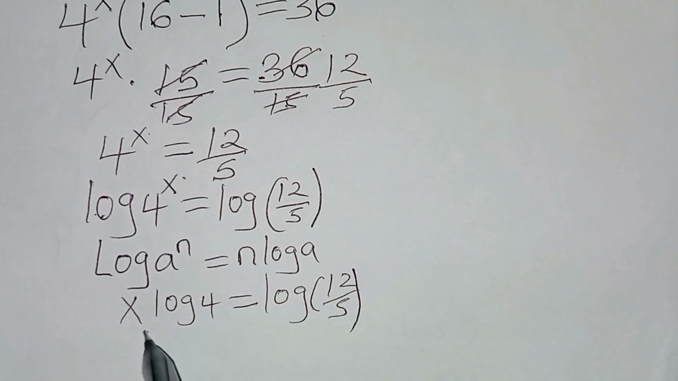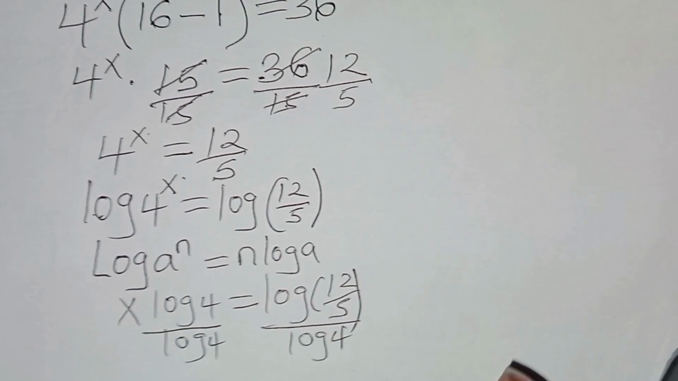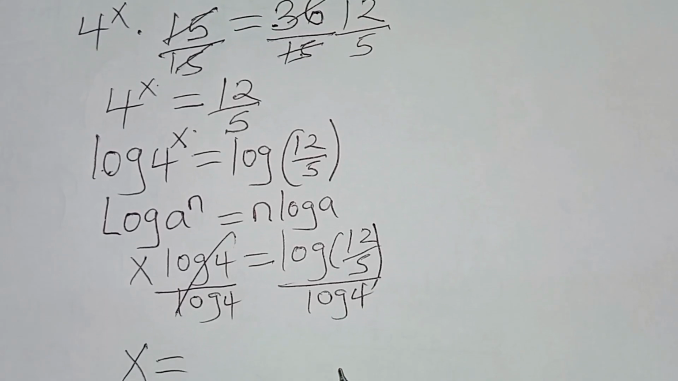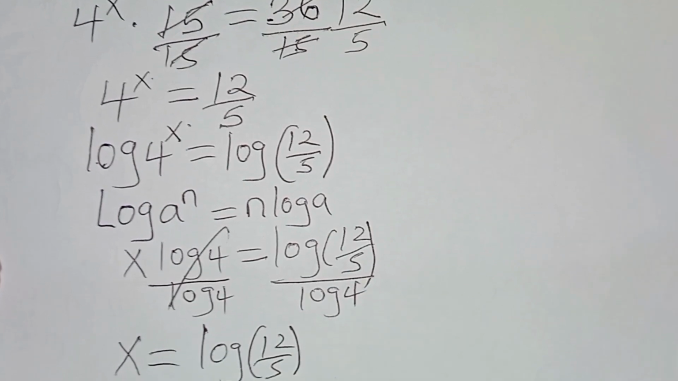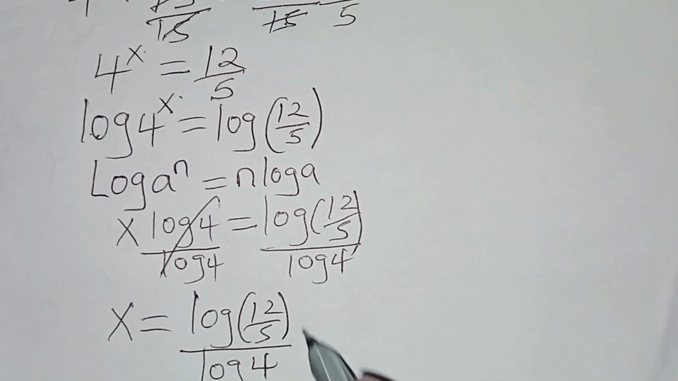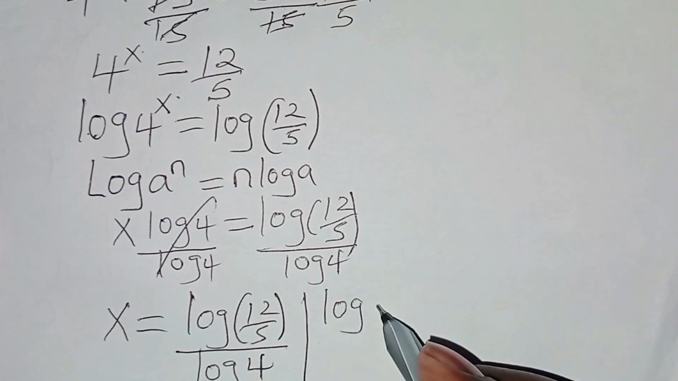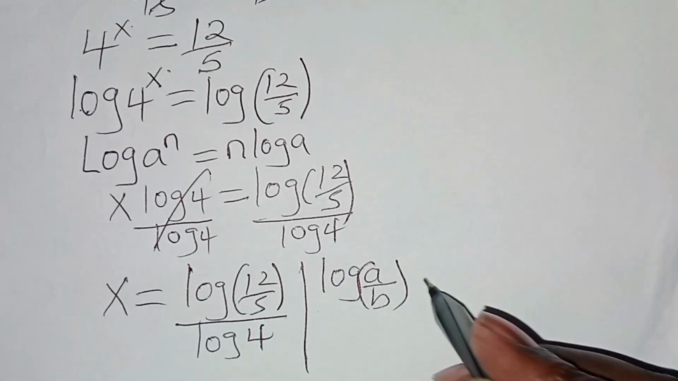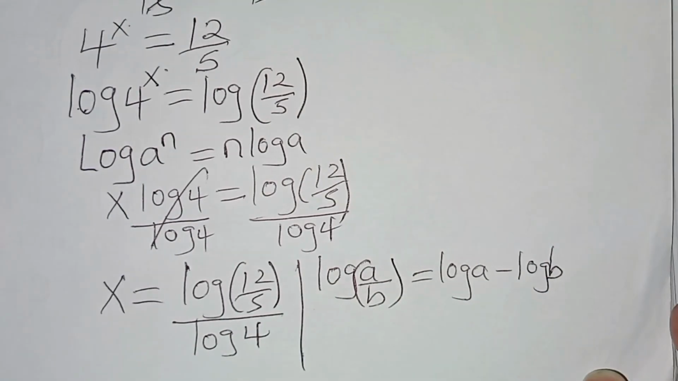So let's divide both sides by log 4. Let's simplify here so that x is equal to log 12 divided by 5, all divided by log 4. Now as you can see, log 12 divided by 5 is in the form of log a divided by b, which we can express as log a subtract log b.